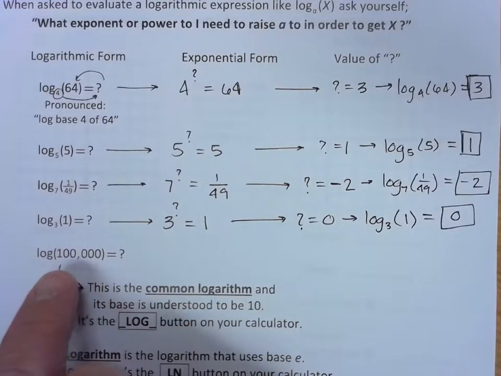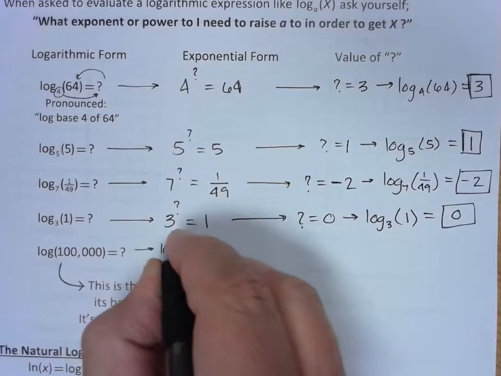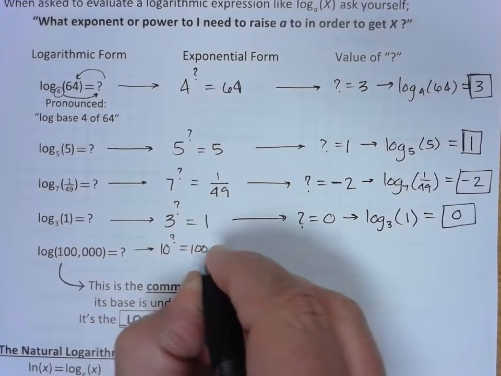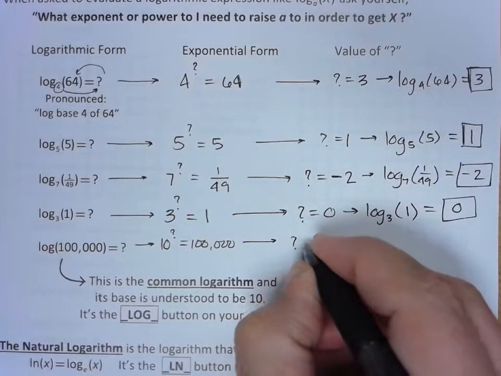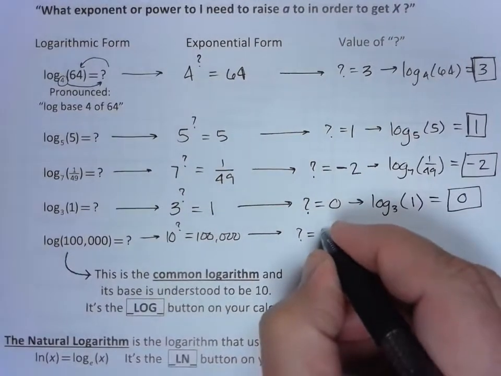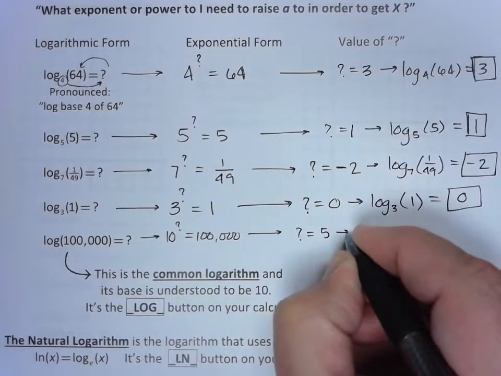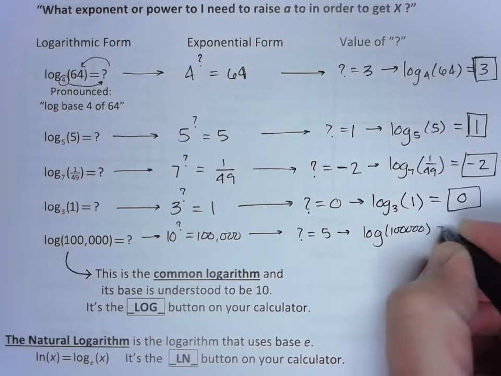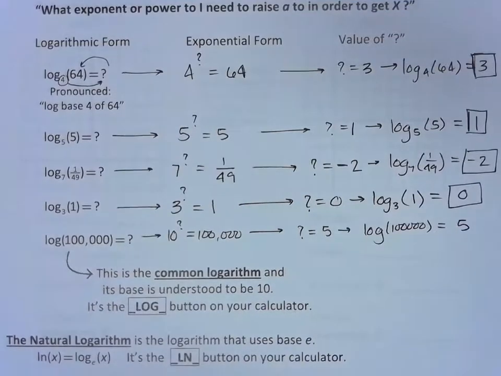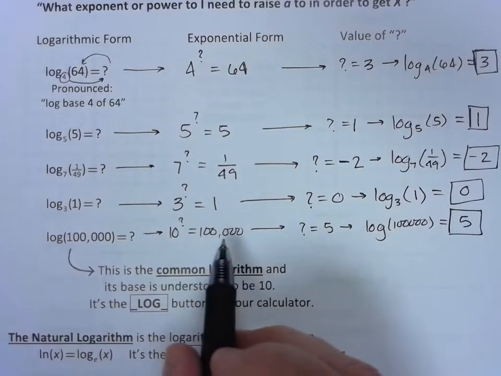So if I wrote this one in exponential form, keep in mind there's an invisible 10 there whenever you see the abbreviation log. So in exponential form, this would be 10 raised to what power gives me 100,000. Well, all those zeros make it an easy power of 10 to figure out. This would be 10 raised to the 5th power. Fourth is 10,000. Yeah, that's right. Count the zeros. So that means log of 100,000 equals 5. Okay.